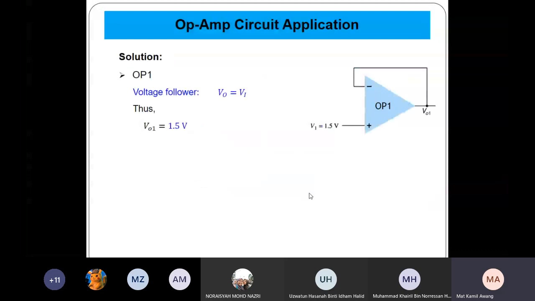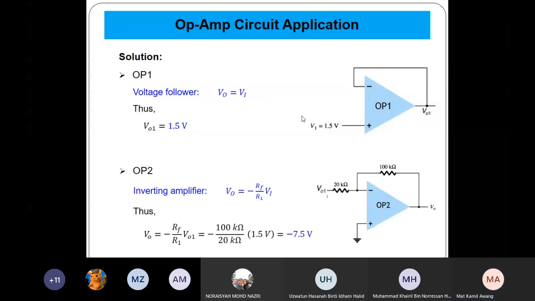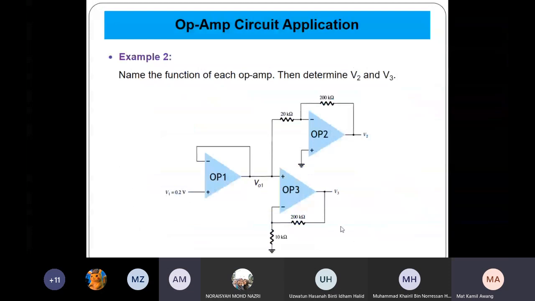So this is the first one. It's a voltage follower or unity amplifier, so V out is equal to V in. Thus, V out one is 1.5 volt. Correct. The second one, OP2, is the inverting amplifier. So the formula for the output is minus RF over R1 times V in. Therefore, you get minus 7.5 volt. Okay, you are done.